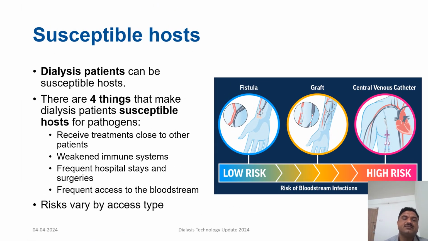Now the last part is the susceptible host. Our dialysis patients are definitely susceptible hosts because they have a weak immune system. They receive treatment very close to many other patients. They frequently require hospital stays and multiple surgeries, and they also need frequent access, which exposes them to bloodstream infections. If we look at the type of access used, the susceptible host has an increased risk of infection if the dialysis access is a central venous catheter, as compared to a fistula, where the risk of infection is less.